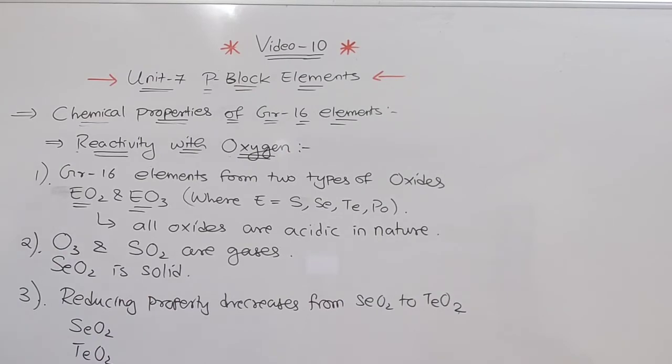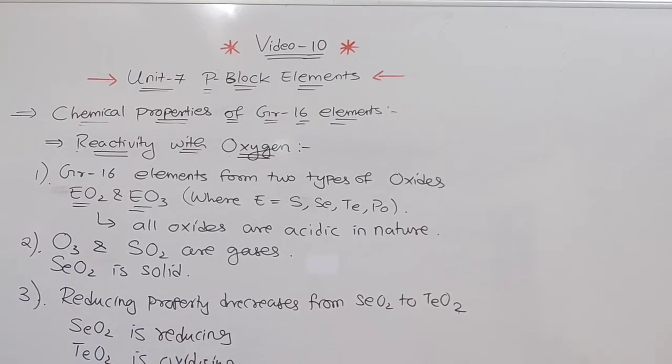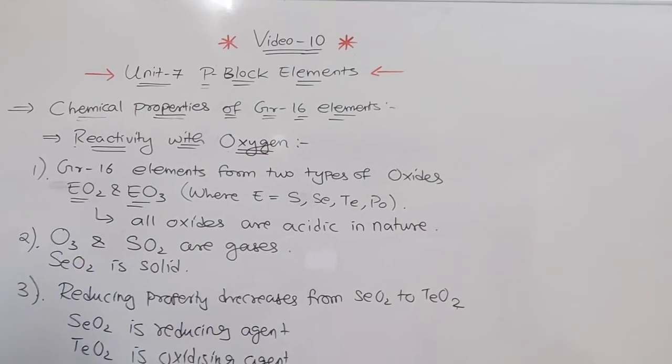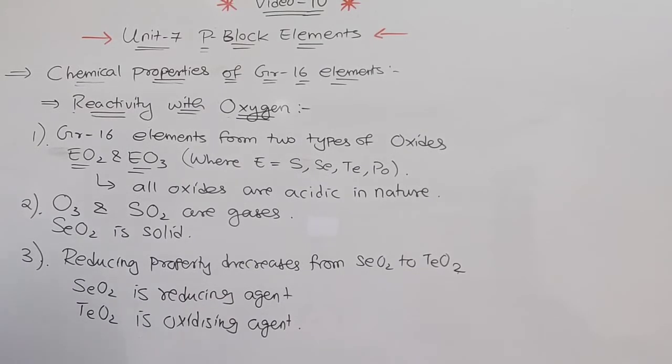So the reducing property decreases. We can write there that SO2 is reducing while TeO2 is oxidizing in nature. One is reducing and the other is oxidizing in nature. That is, SO2 is a reducing agent while TeO2 is an oxidizing agent. Okay, so this is the third point you can write down.